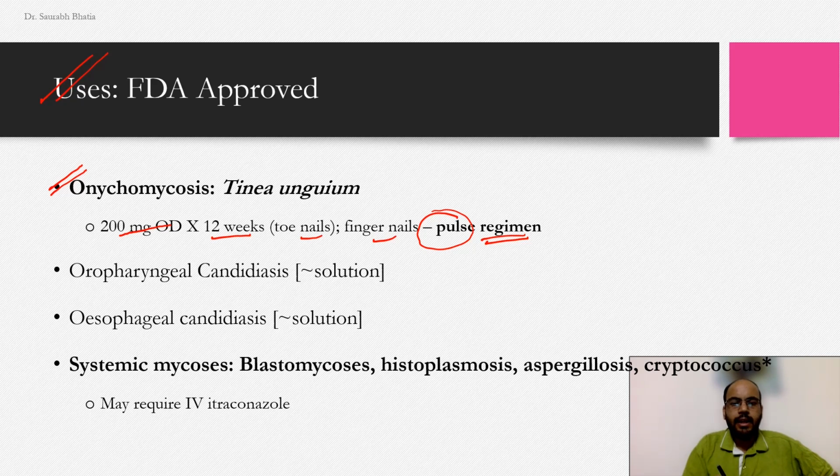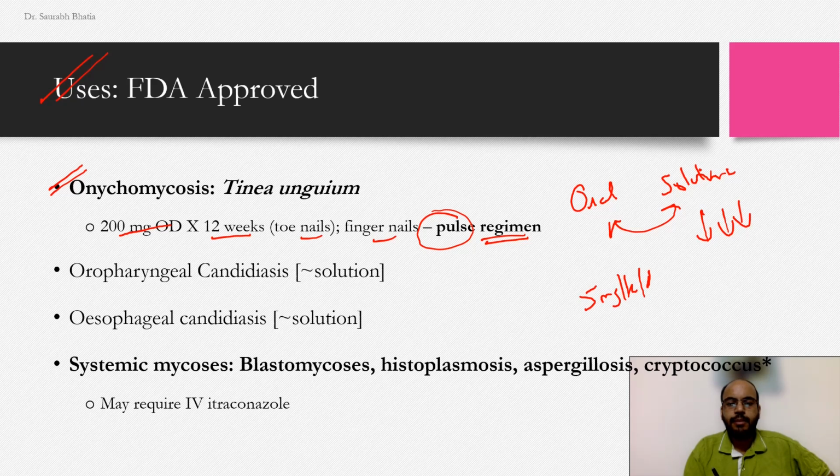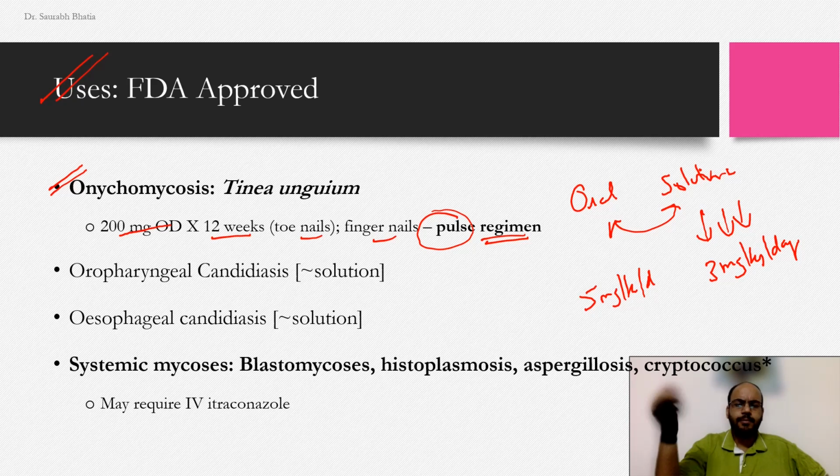Now remember that the oral medication and the solution medication are interchangeable. You can interchange them. Just remember that the solution has greater bioavailability, so you need to decrease the dose. This is roughly 5 mg per kg per day, and this is approximately 3 mg per kg per day. A lower dose is required. We'll discuss that in future slides when we discuss the use in the pediatric population.